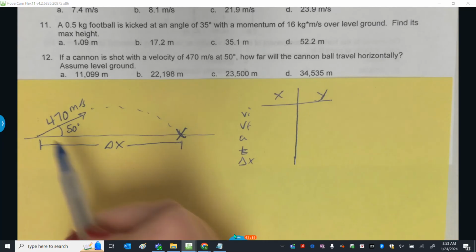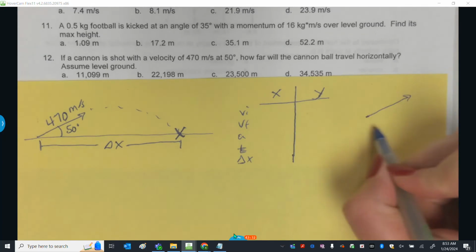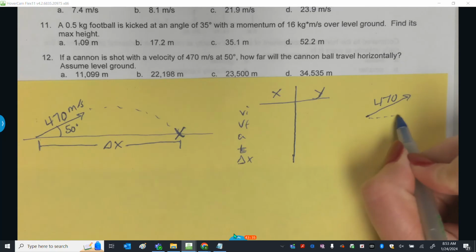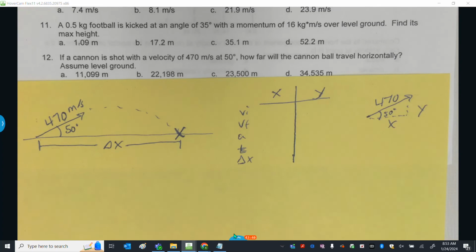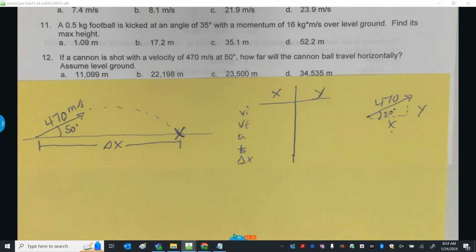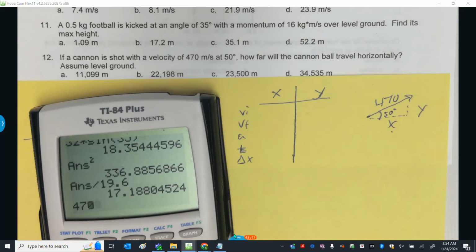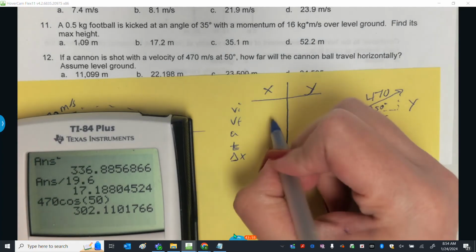And again, I can't put 470 in this table because 470 is not my velocity horizontally, and it's not my velocity vertically, it's my total velocity. I need to find the components. So if this is my 470, I need the x and y components, and I have my angle. So again, you're going to go back to SOHCAHTOA. For this one, since it's adjacent, we're going to use cosine. So I'm going to say that 470 times cosine of 50 degrees is going to give me my horizontal component, which is 302.11.